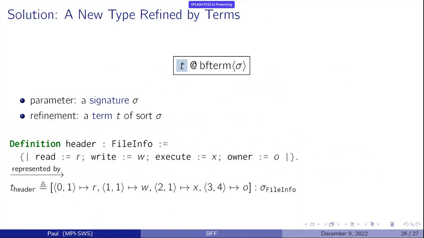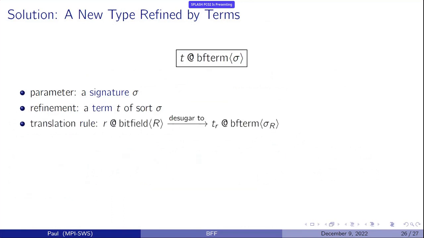And since the bit ranges do not depend on the user customized record, we can easily define the operations, namely the merge operations on terms. And finally, our specification still uses the bitfield refinement type, because that's more high level and structured, so the user can understand it easily. So in the verification process, we will use this translation rule to desugar any bitfield types into BF term types.